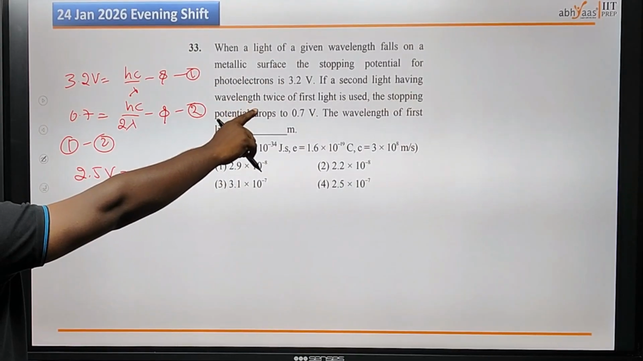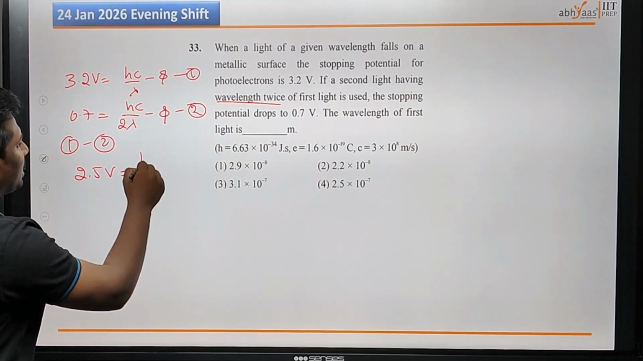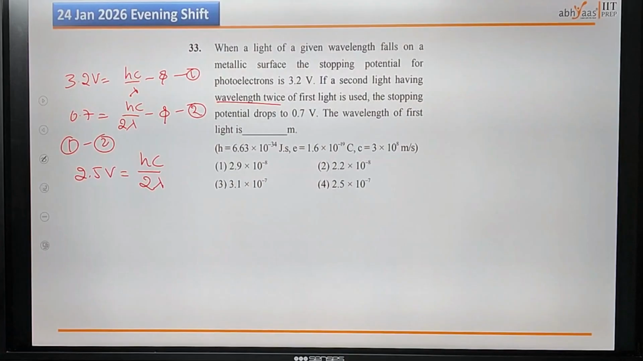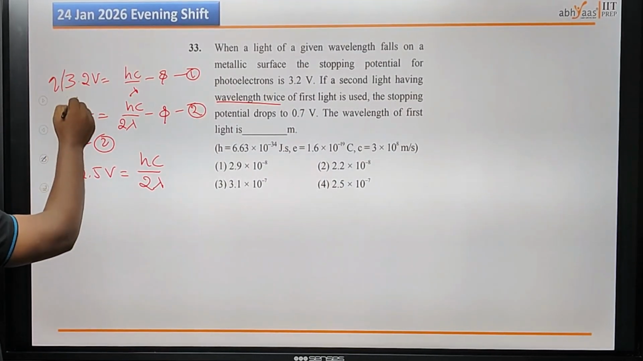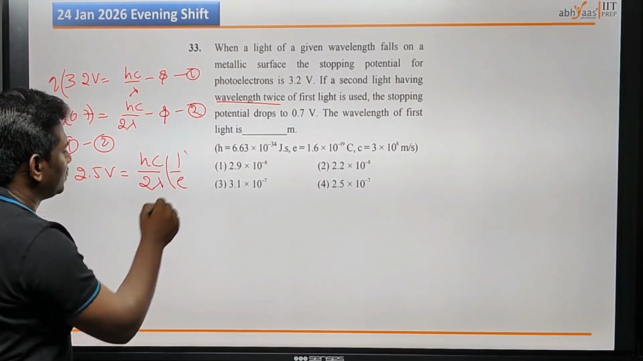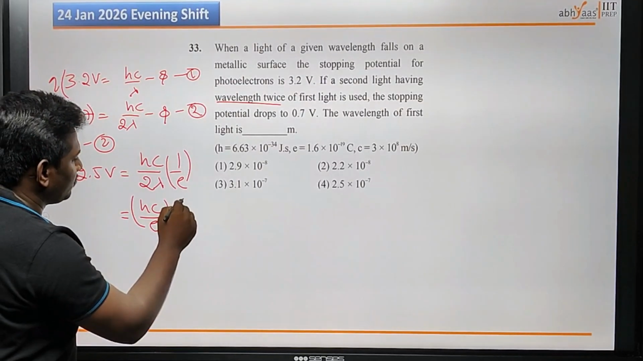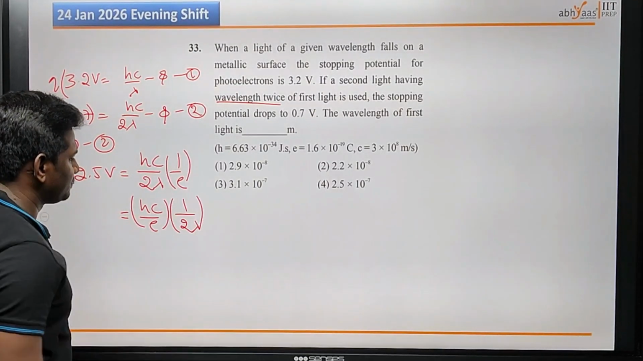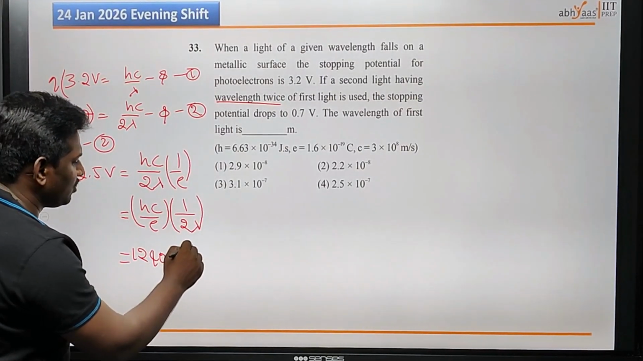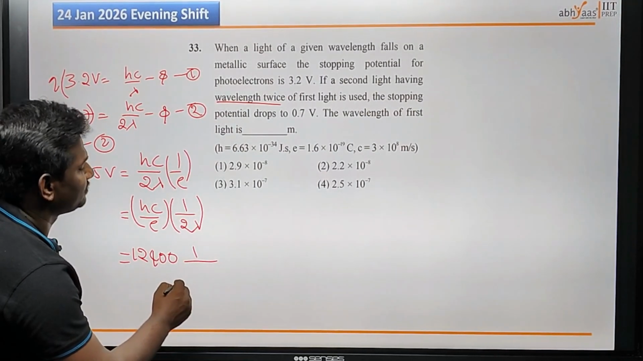When light falls on the metallic surface, the second light is having a wavelength twice that of the first light. So you will get hc by 2 lambda. So hc by e can be written as 12400, and 1 by 2 lambda equals 2.5 volts.